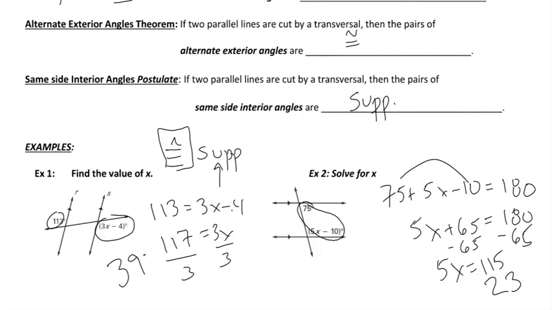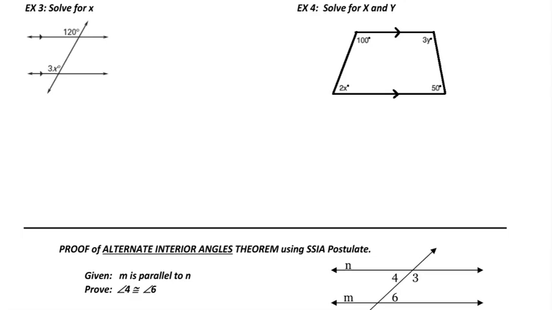Okay, now let's move on to this. So sometimes the angles aren't obviously same side interior angles or corresponding angles or something. What I'd like you guys to do is try to figure out what type of angles these are. Should they be congruent or should they be supplementary? And then solve the problem.